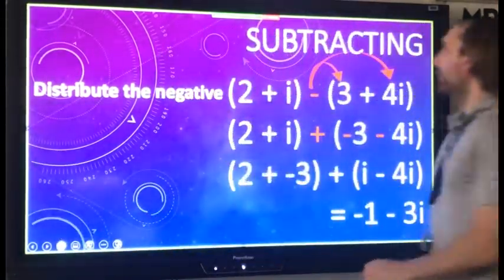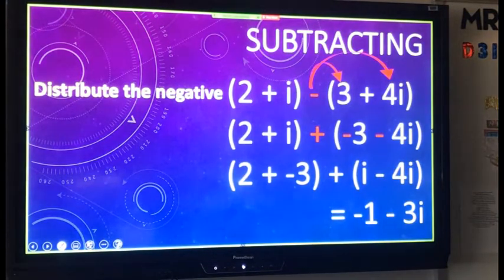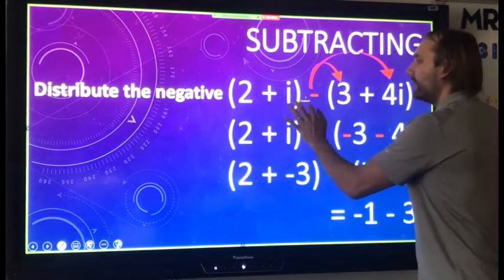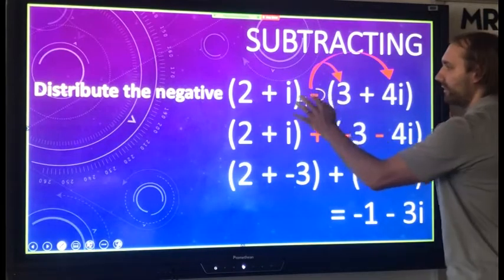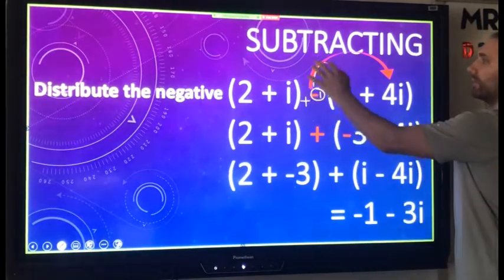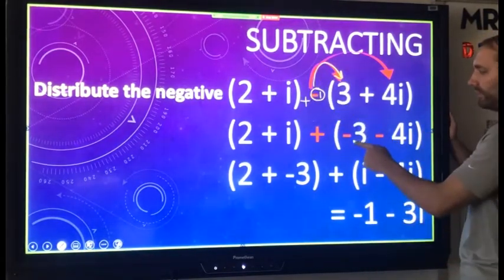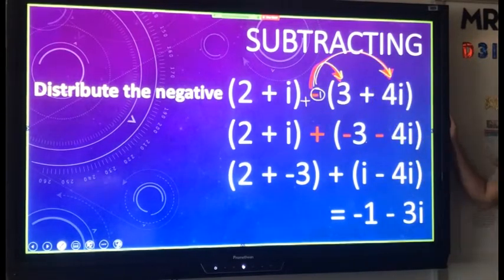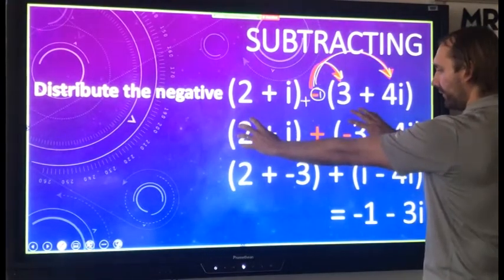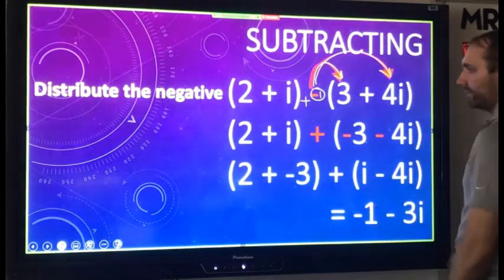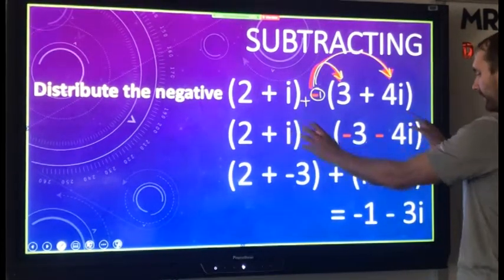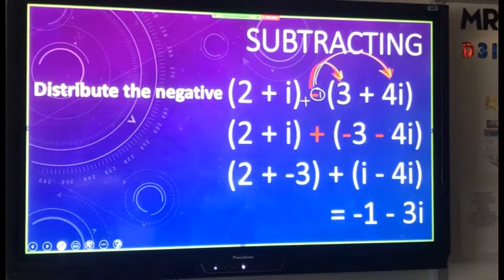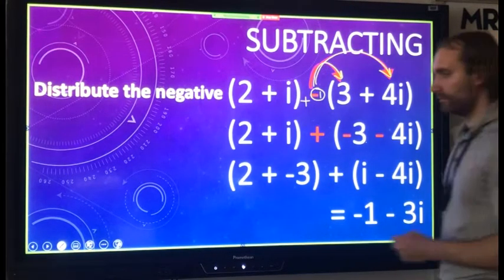When I want to subtract, remember, we do not subtract. We distribute. We think of addition where I distribute this -1. So distribute that negative across with a 3 gives me a -3. Distribute that -1 across to this 4i gives me a -4i. And now again, we combine like terms. So take my real numbers, 2 minus 3, -1. And take my imaginary, i minus 4i is a -3i. Combine like terms. That's so easy.